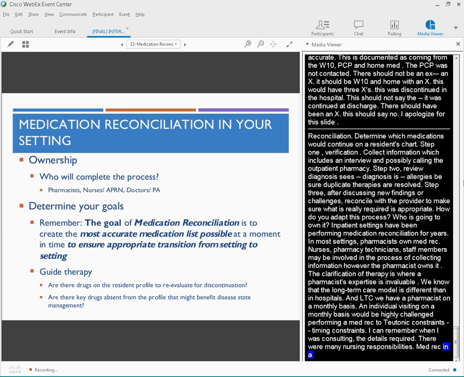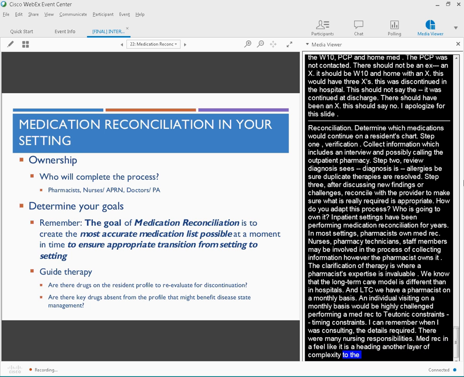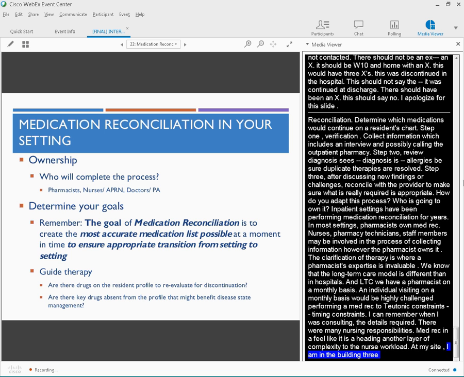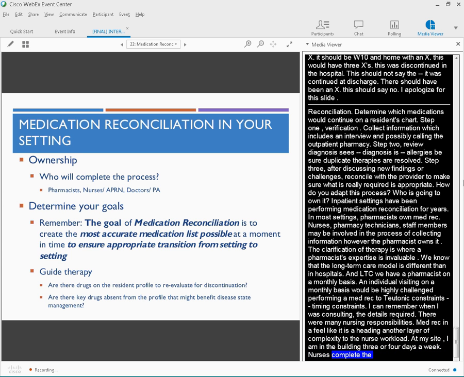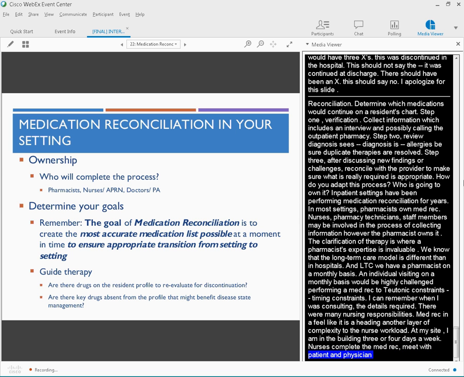So at my site, and that's why I showed you what we do, other than when I'm teaching or on vacation like I happen to be today, I'm in the building 3 to 4 days a week. We've taken steps to streamline our process so that the nurses complete the MedRec in terms of the documentation, they meet with the patient, and then they also, of course, are meeting with the physician, reporting back any of the discrepancies that they might find.